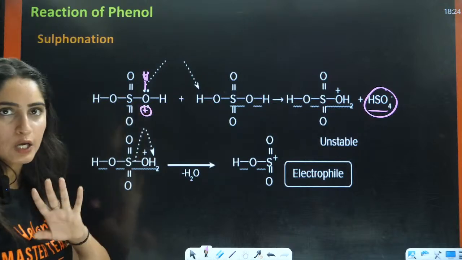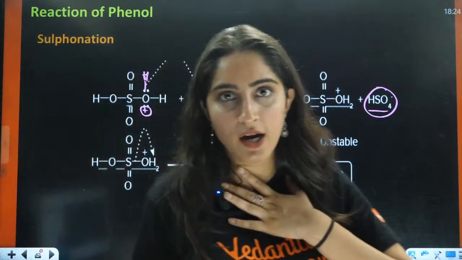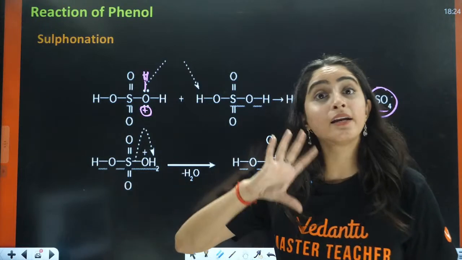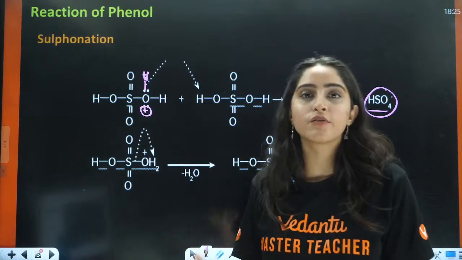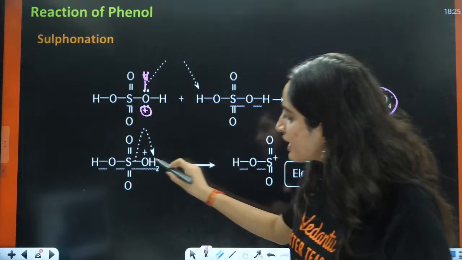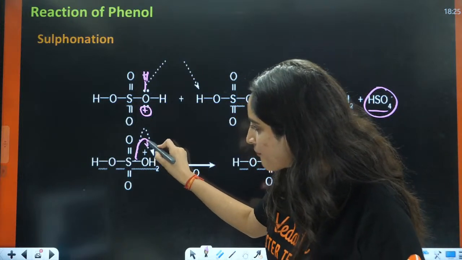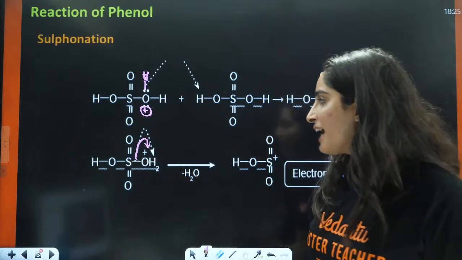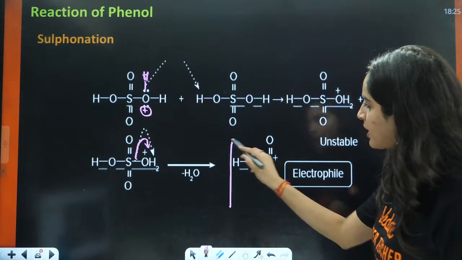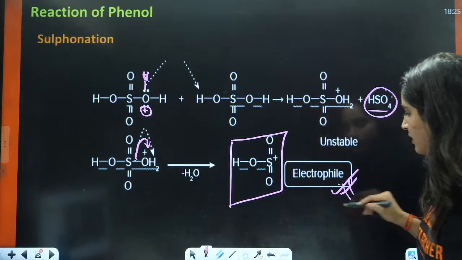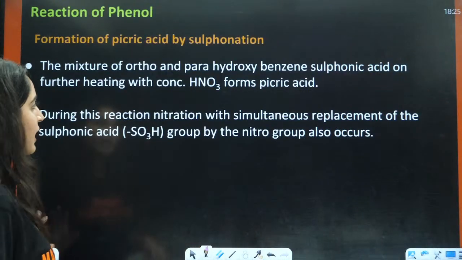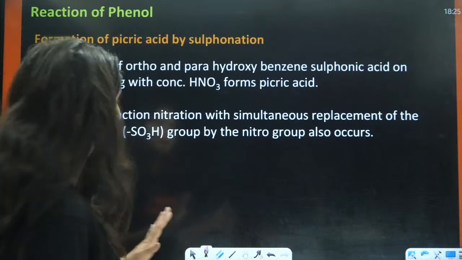Now because of this, oxygen can't handle positive charge, right? The electronegative elements can handle negative charge, but they cannot handle positive charge. So they would want to give off the positive charge. How will they do that? It will take the electrons from this bond and this will become HSO3 positive, right? And this will become your electrophile. It will attack on the benzene ring and you will have the formation of ortho and para products.